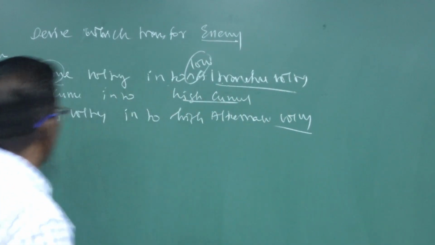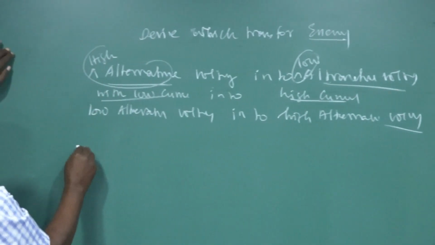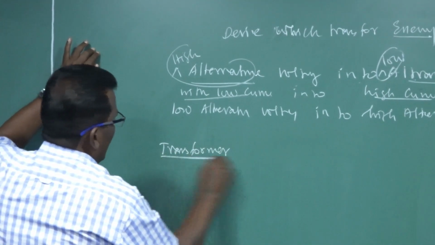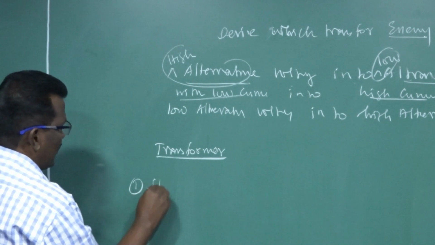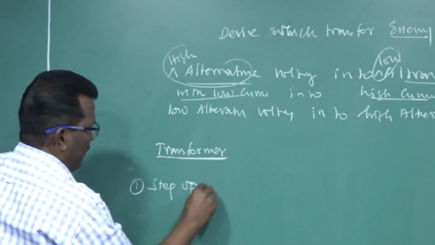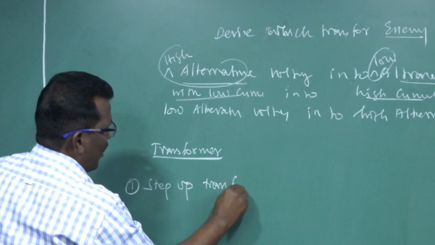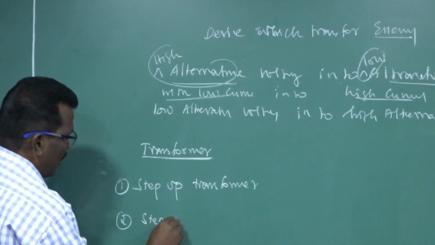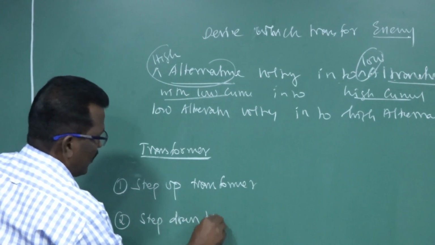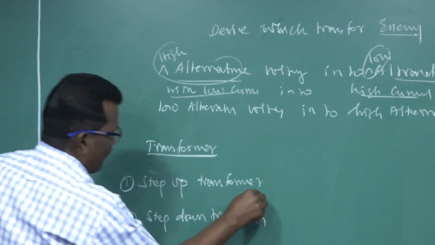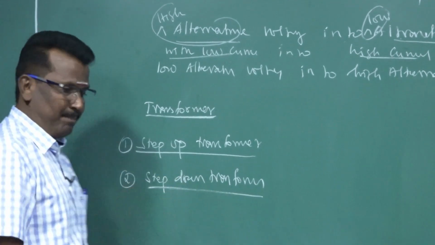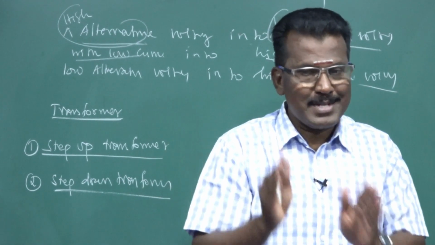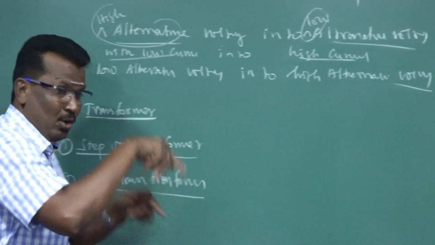So that is why we can classify the transformer into two categories. One is the step-up transformer. The second one is the step-down transformer. What is step up? Step up means low voltage into high voltage. That is called step up. Step down means high voltage into low voltage.